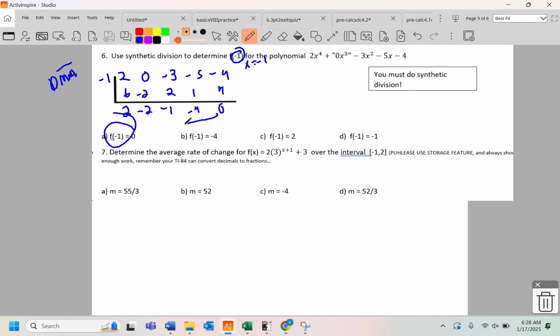And by the way, there were lots of kids who didn't realize that this is the remainder, which is actually what it is. Remainder theorem says that synthetic division and plugging a number get the same thing.